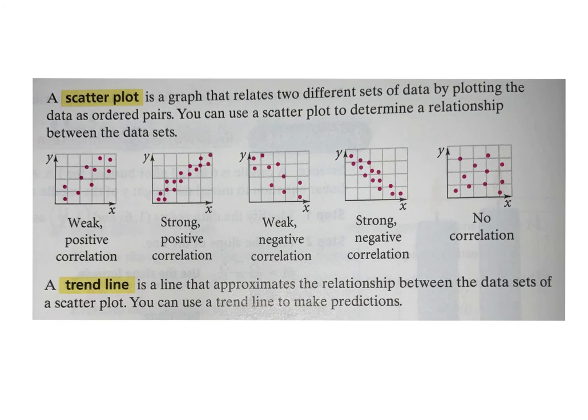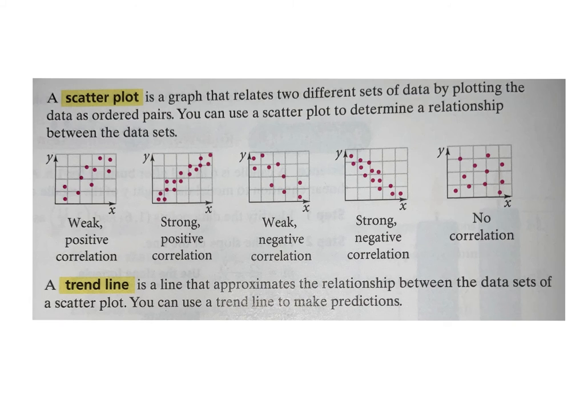I mean, it's not always perfectly linear. And so what they will do is they will plot two different things to see if there is a correlation between them. All right? There can be a weak positive, strong positive, weak negative, strong negative, or the last one, no correlation. Positive meaning it's going up from left to right, negative meaning it's going down from left to right.